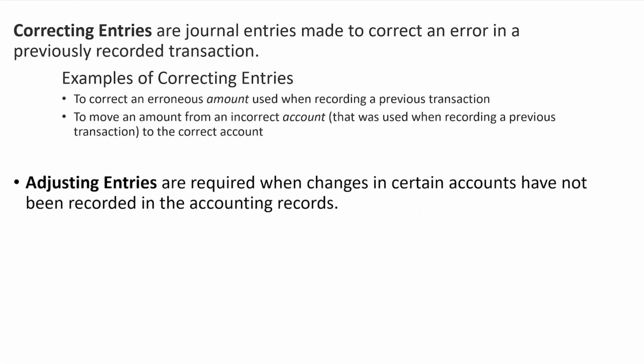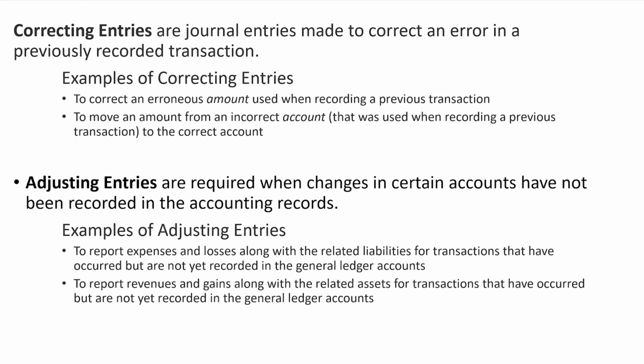So we're looking now and we're narrowing in at adjusting entries. And these are recorded or required when changes in a certain account have not been recorded in the accounting record. So when certain changes happen to the account, whether it be a prepayment or an accrual or anything of that matter, we need to adjust for stuff like that. So we had examples where we either had revenues or expenses or losses and gains with their related liabilities or assets for a transaction. It has occurred, right? But we have not yet recorded it in our general ledger accounts. And we'll go a little bit more in depth to that.